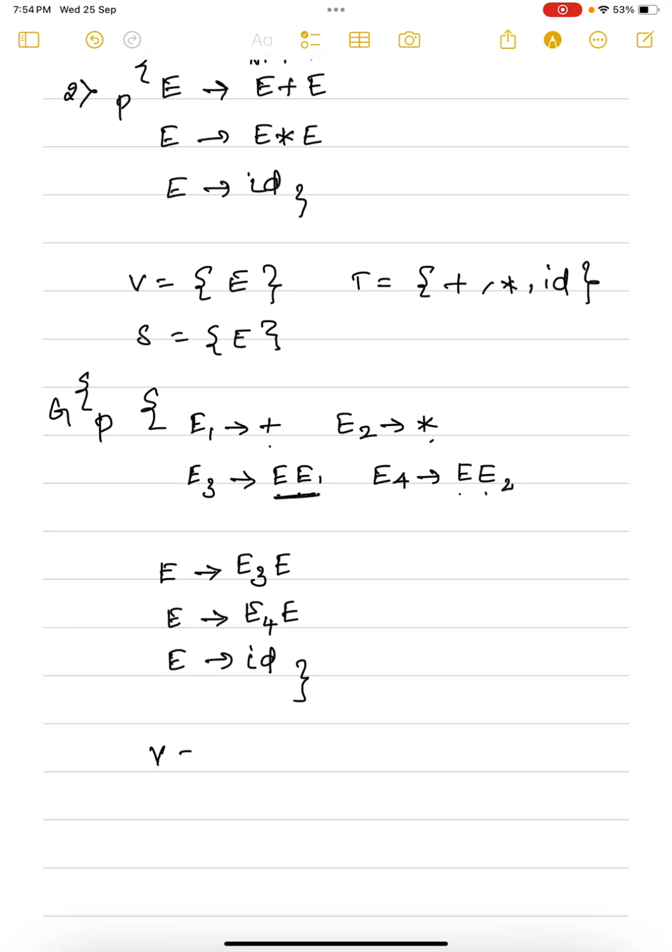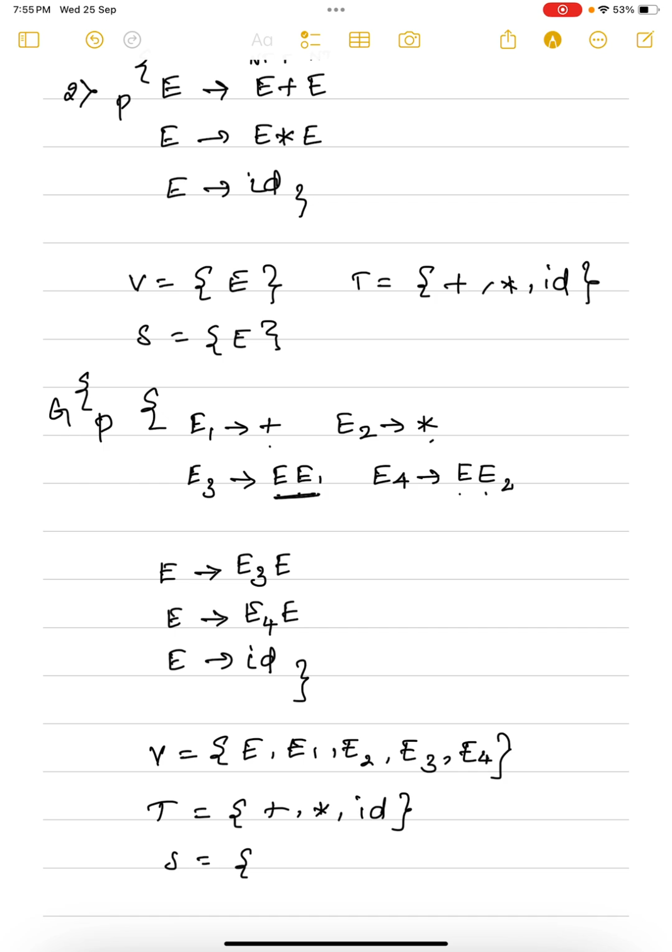So what is the set of non-terminals? Already we have E. Now we have introduced four more non-terminals, E1, E2, E3 and E4. The terminals are going to be one and the same, plus, star and ID. And the start symbol is going to be E. Now this grammar is in Chomsky normal form.